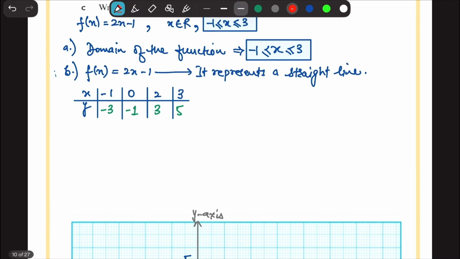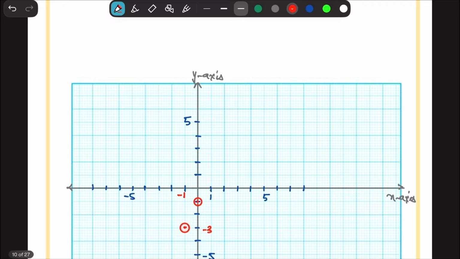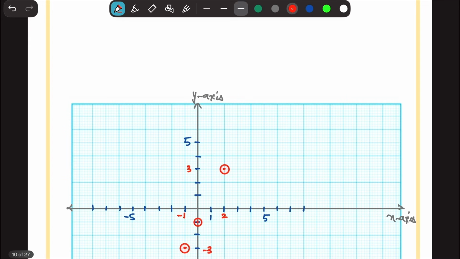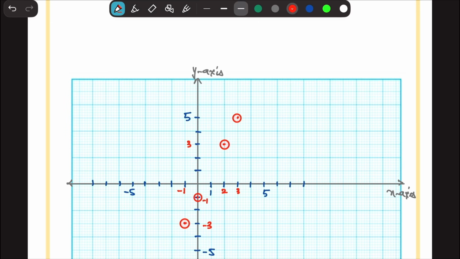Now next 2 comma 3. So on x-axis it is 2 and on y-axis it is 3. So my point is over here. Of course these points are on a line, so it is going to be a straight line, and 3 comma 5. So on x-axis it is 3 and on y-axis it is 5. Okay, so I will plot all these points to get the final equation of the line.